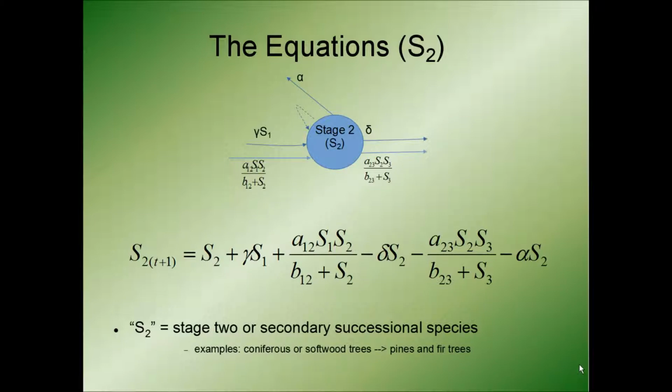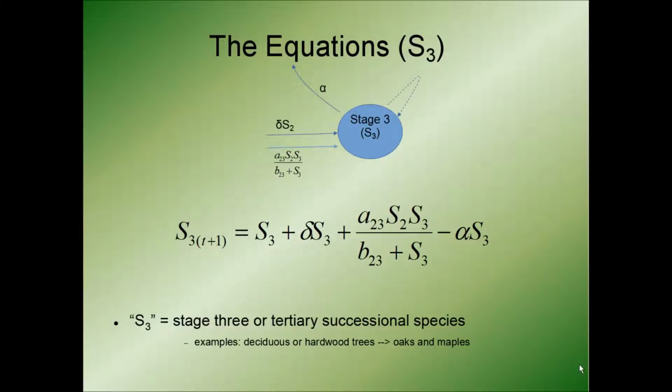Stage 2 is much the same, you just have different parameter names, as these are different rates because you're going from stage 2 to stage 3. Now stage 2, or secondary successional species, would be things such as coniferous or softwood trees. These would be pines or fir trees. Stage 3 successional species, or tertiary successional species, would be things such as deciduous or hardwood trees, such as oaks and maples. Since this is the final stage of succession, there are no rates of change to the next stage. And you'll also once again see the rate of catastrophe exiting.